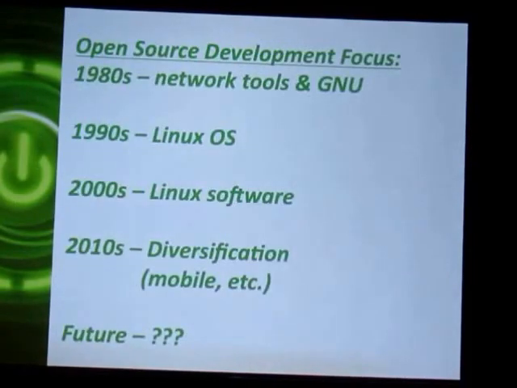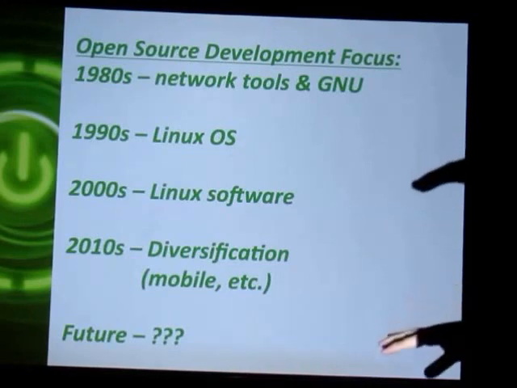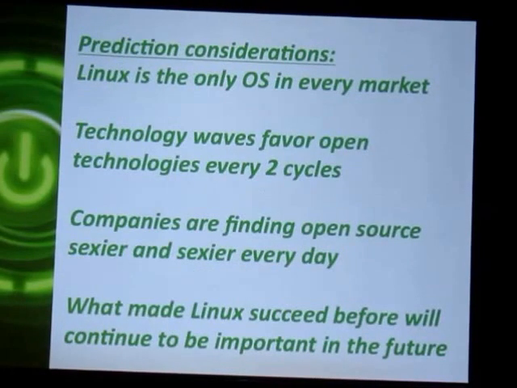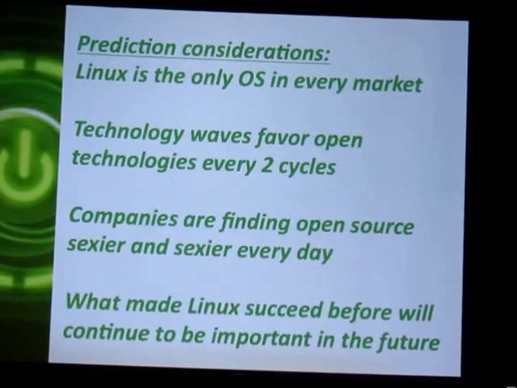But here's the interesting thing. If you look over the last 4 decades, what has kind of happened is in the 80s, free software was network tools, small utilities that you could do. And then Linux came out. People were like, let's make this operating system work. And now it's Linux software, now it's diversification. And if you look at what we're doing in the future, whenever you want to predict anything, you have to keep a few things in mind. And very important, first and foremost, is Linux runs on anything.